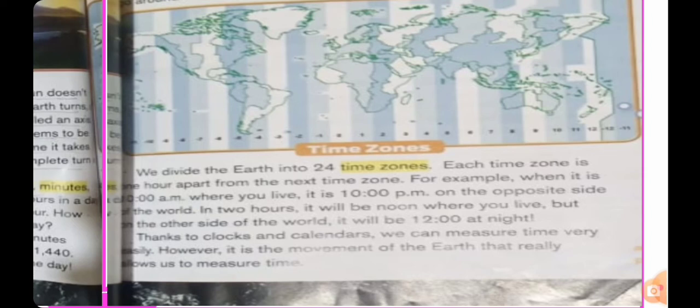They are saying that if it is 10 a.m. where you live, what will be the time on the other part of the world? So it will be 10 p.m. on the opposite side of the world. In 2 hours, it will be noon where you live, but on the other side of the world, it will be 12 at night. If you are having 12 in the morning, they will be having 12 at night.